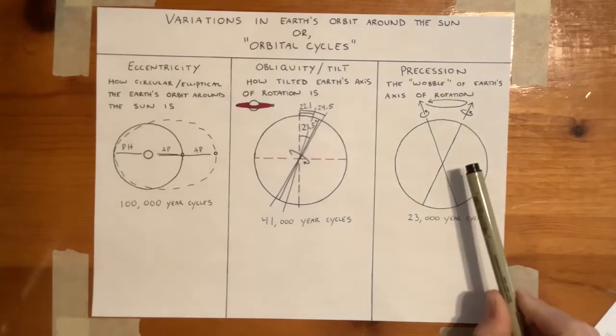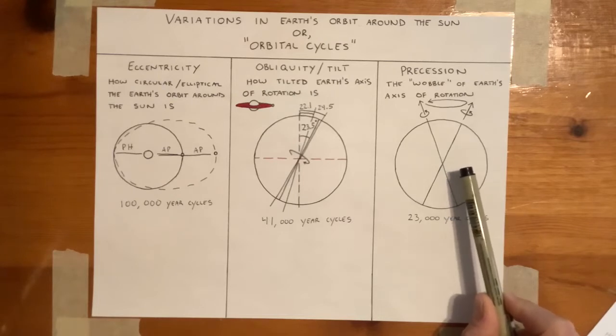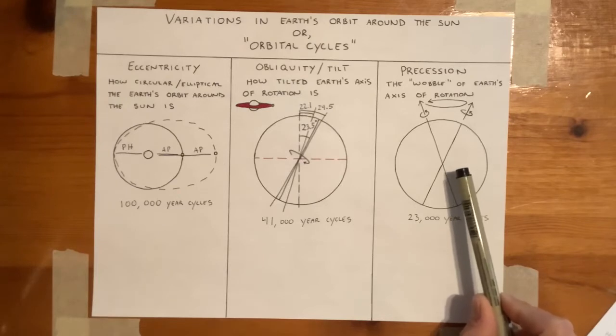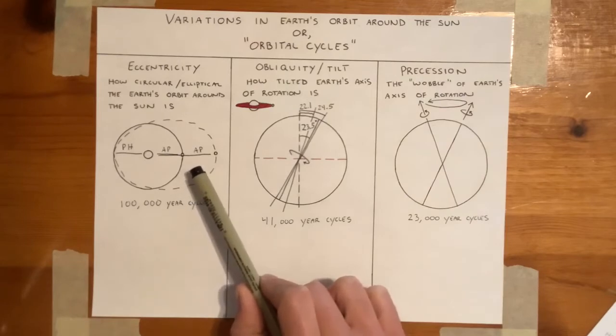Similarly, the precession of Earth's orbit controls at what point in Earth's orbit the northern hemisphere is pointed towards the sun, right? So we recall from our lab that in the northern hemisphere, the northern hemisphere is pointed towards the sun at its aphelion, at the point when it's actually furthest away from the sun.